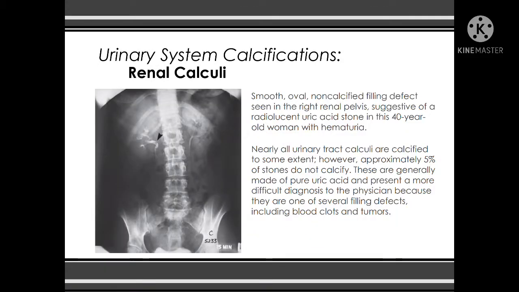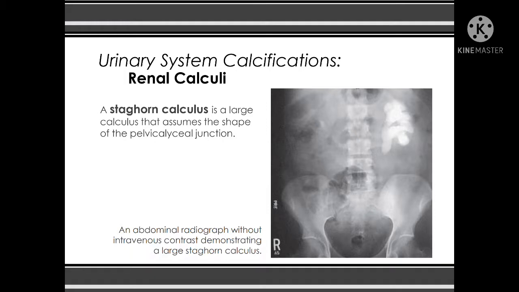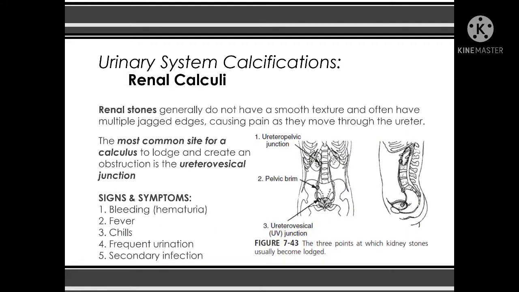Renal calculi are often visible on the radiograph as they appear radiopaque. Here is an abdominal radiograph without IV contrast that demonstrates a large staghorn calculus. A staghorn calculus is a large calculus that assumes the shape of the pelvic calyceal junction. So next is the renal calculi. Generally, they do not have a smooth texture and often have multiple jagged edges. Because of this, it causes pain as they move through the ureter.